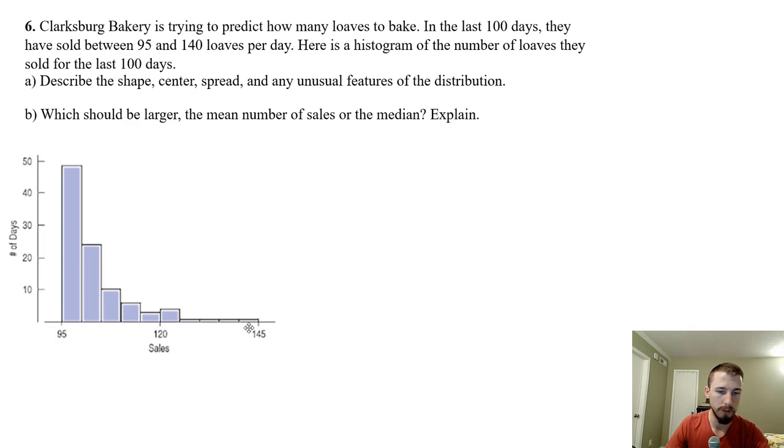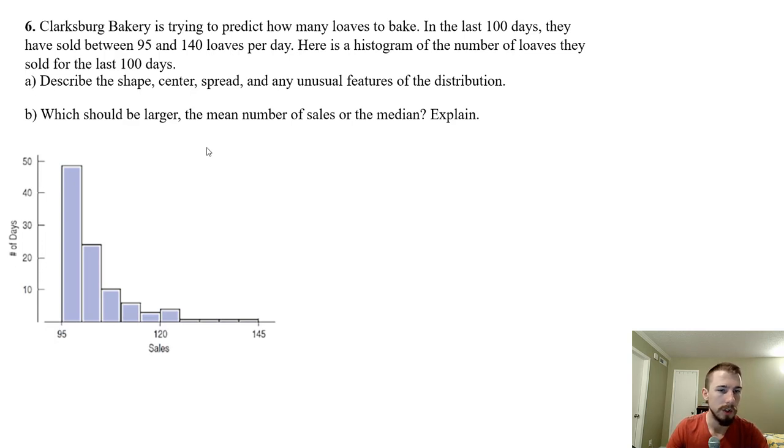This goes 145. If we go 95, 100, 105, 110, 115, 120. So these are going bin size of 5. So this 140 actually got put in this bin over here, even though technically it would be right there. So just kind of a downside.